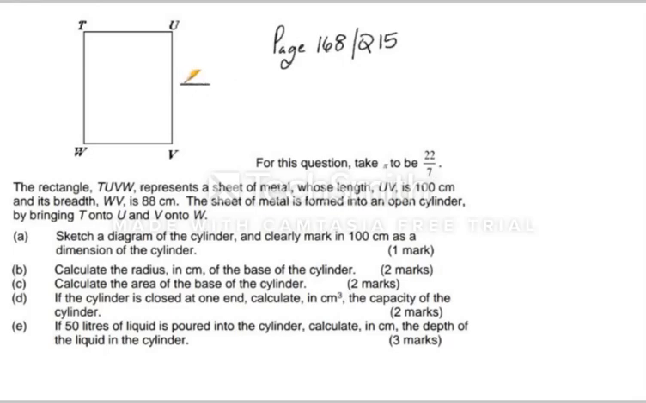All right, let's write that back again. So UV is 100 centimeters, and its breadth WV is 88 centimeters. So this is 88 centimeters.